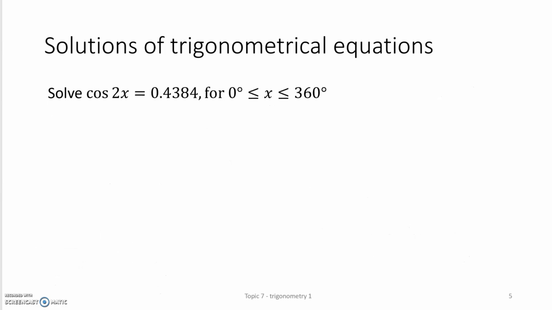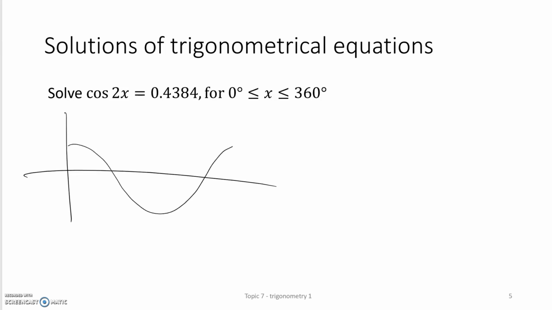Again, this is one that we could solve using a graph. We could draw the picture of cos 2x and we could see that what we're looking for, there's about 0.5, so it's about here, here, here, and here. Now, look at that. We've got 4 answers. So we need to make sure that when we've done our problem that we've got 4 answers.